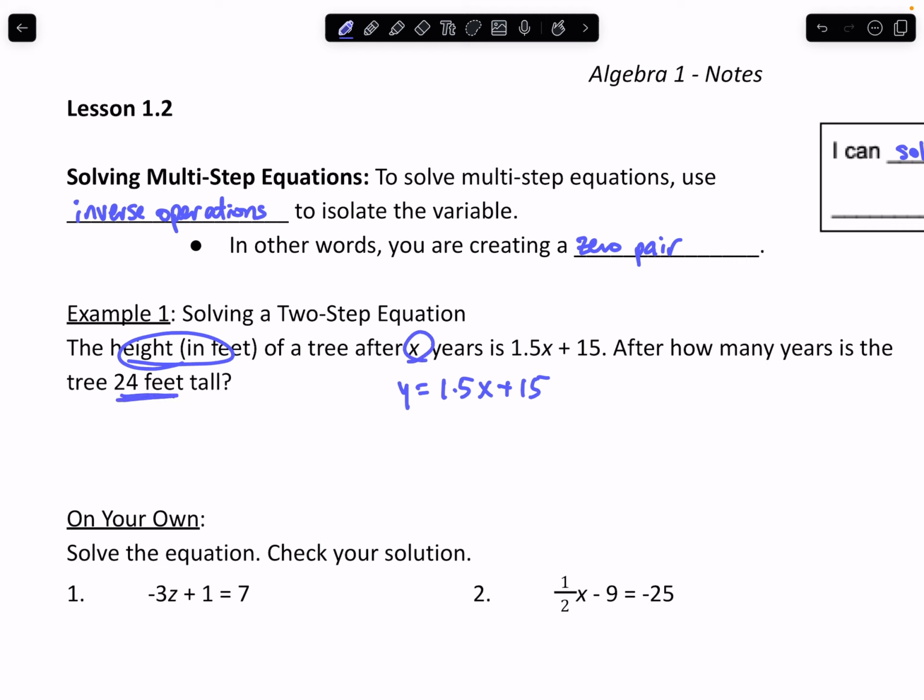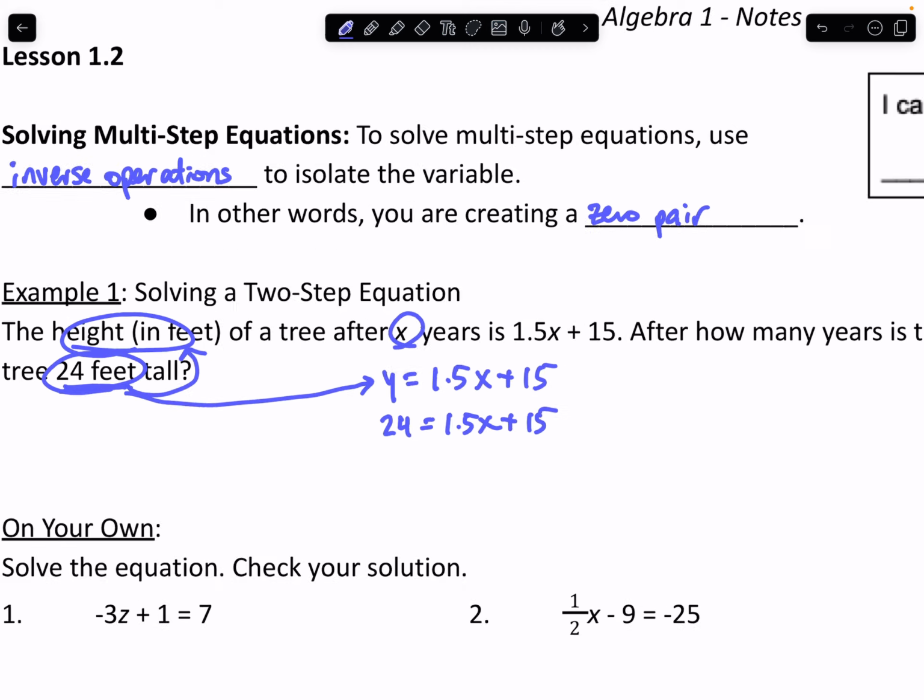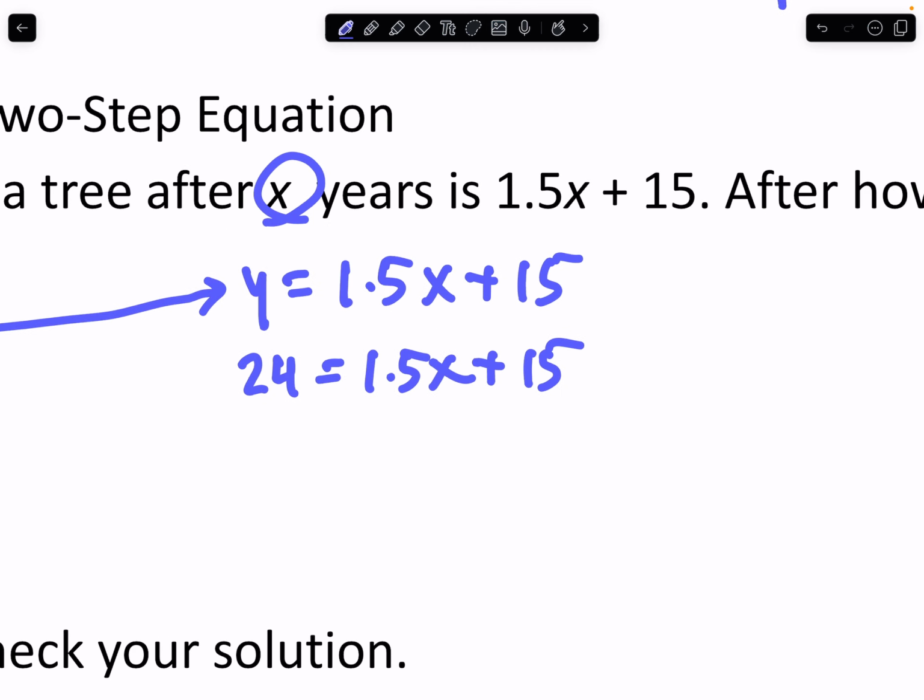So I'm trying to figure out how many years it's going to take when the tree is 24 feet tall. So because 24 feet tall is given to me as the height, that means 24 is going to be my y. So my new equation is 24 is equal to 1.5x plus 15. So now it's how I would solve a normal equation.